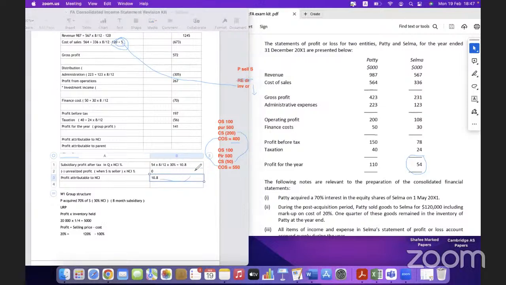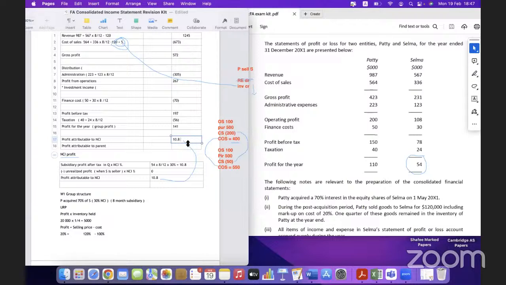We take the 10.8 then over here and remove this from our total profit. So then guys, it's like this. Group profit is 141. From that, NCI takes 10.8. So when the NCI is taking 10.8, how much is left for the other people? 141 minus 10.8 to NCI, 130.2 is left for our parent.